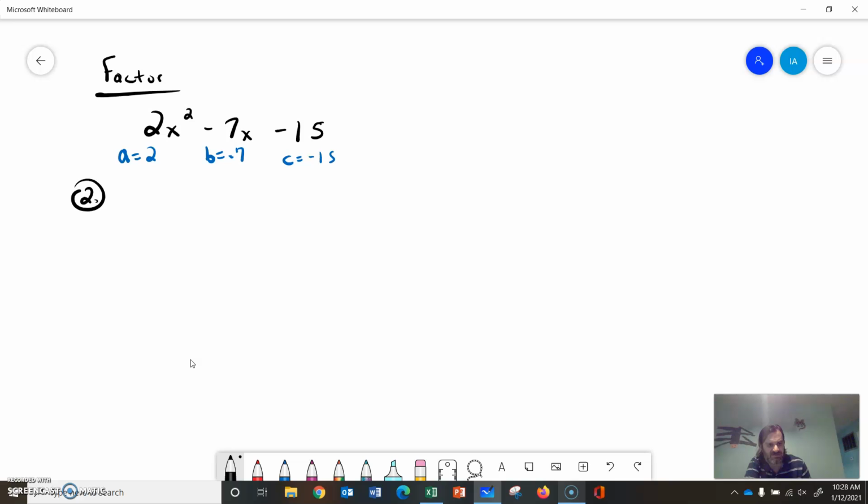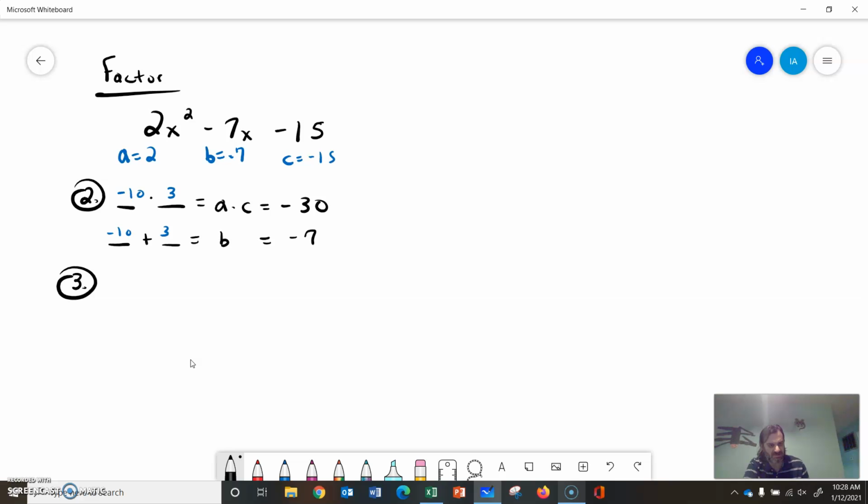So in step 2, we're looking for two numbers that multiply together to give us A times C, which would be 2 times negative 15 or negative 30. So two numbers that multiply together give us negative 30, but at the same time they have to add up to be the middle term B, which is negative 7. So different signs. It looks like this combination will be negative 10 and 3.